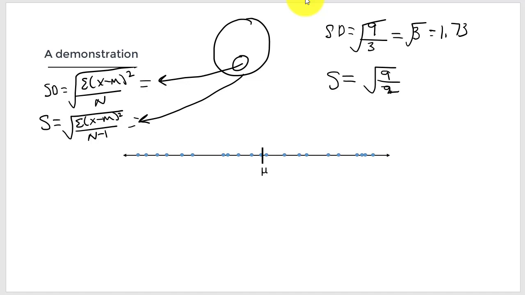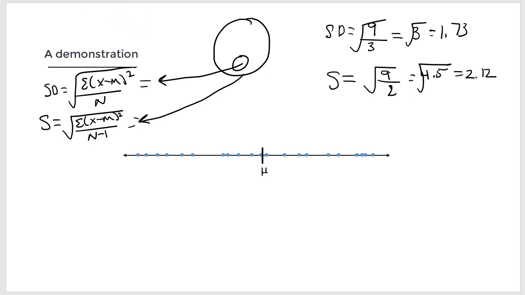Let me get that in there the right way. Divided by 2, which is equal to 4.5. And if I take the square root of 4.5, that equals 2.12.